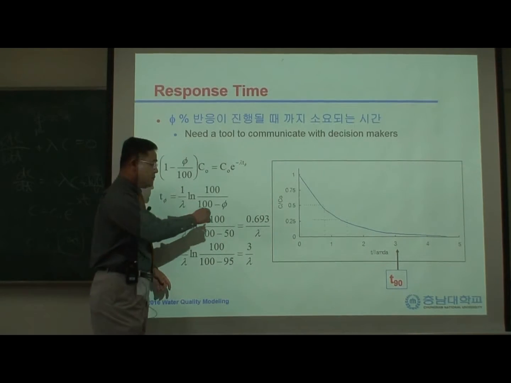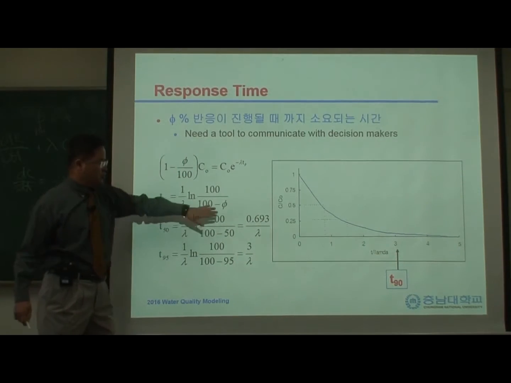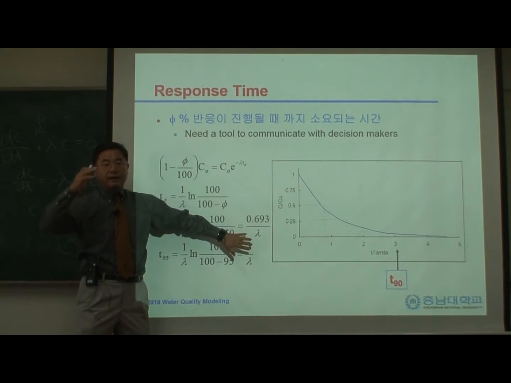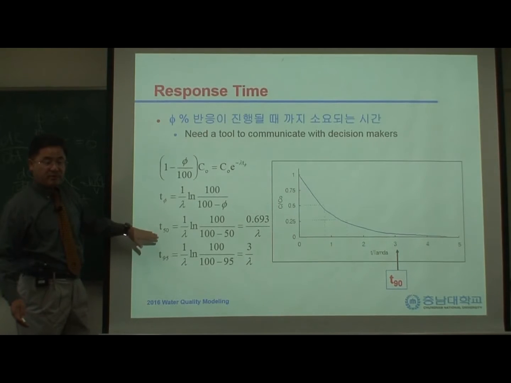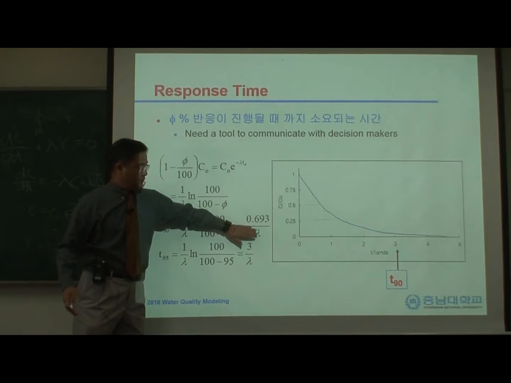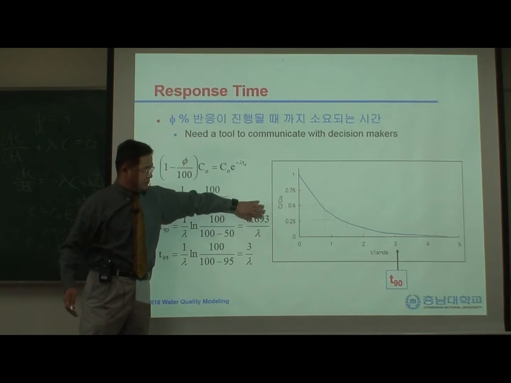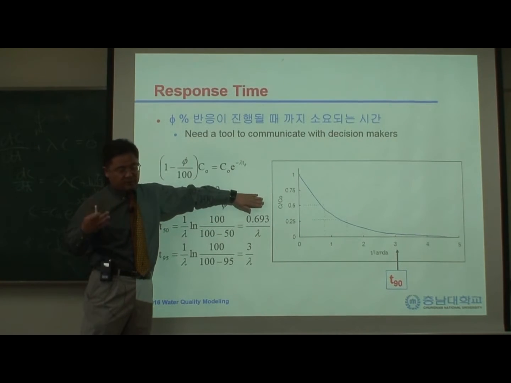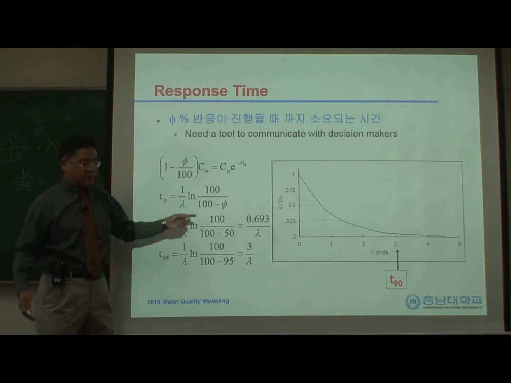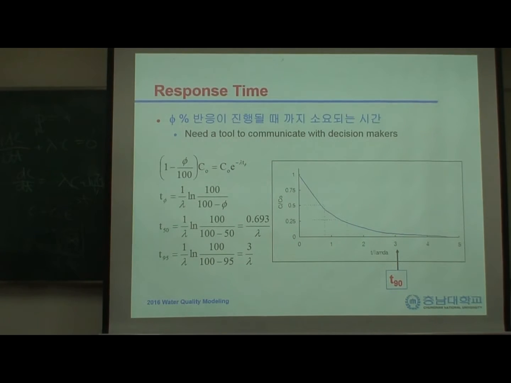And people often use this kind of result to estimate the T50 or T95. T50 is if you know lambda, and if denominator is 0.693, then it is T50. And if you have 3, then you have T95. That means 95% of response, 95% of removal. Okay.